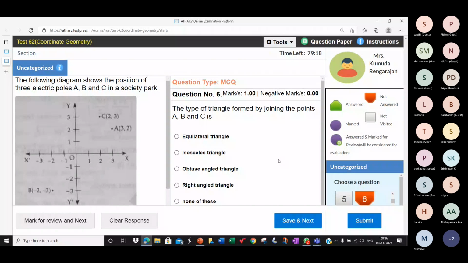Yeah, this is the next case study. Miss, isosceles triangle. Isosceles, is it? But I'm wondering how you could find out so quickly. No, ma'am, I just connected the points, ma'am, and eliminated the other options, and I got the isosceles triangle.